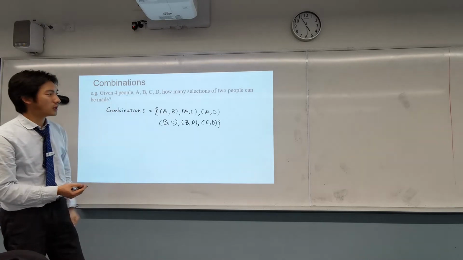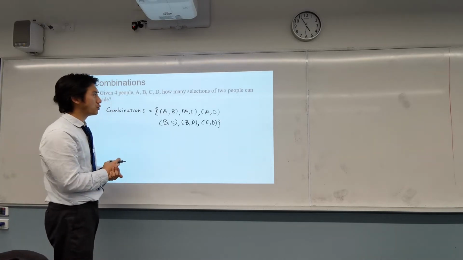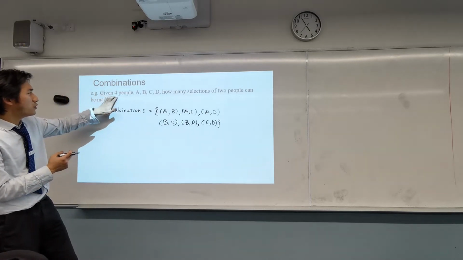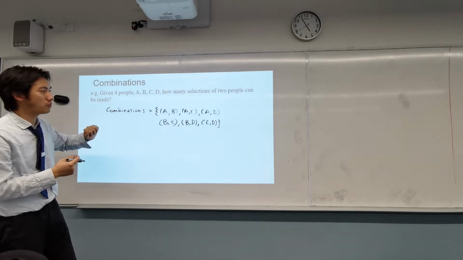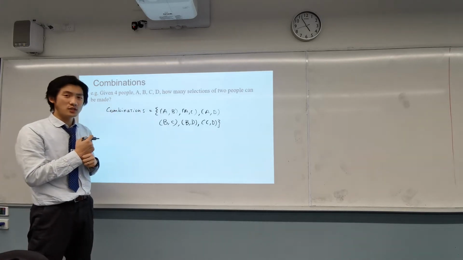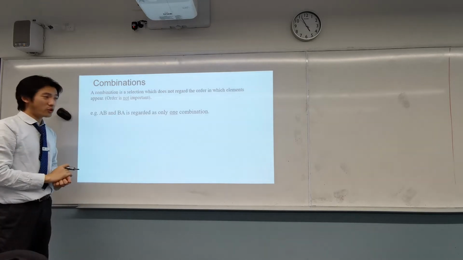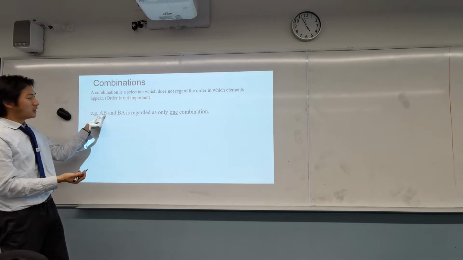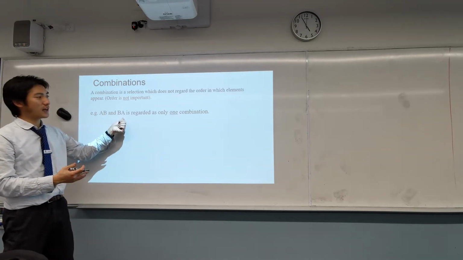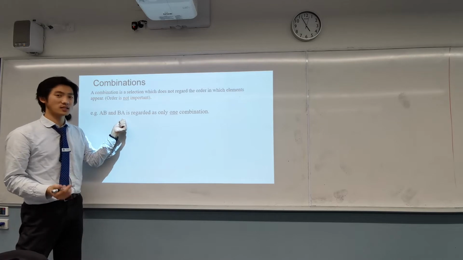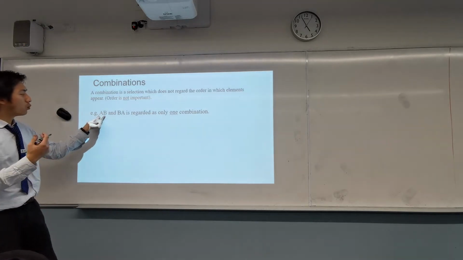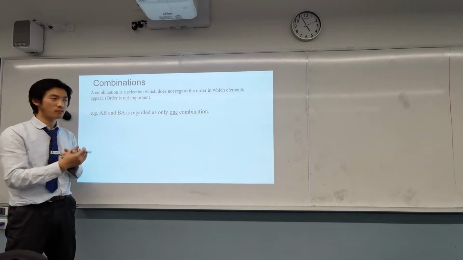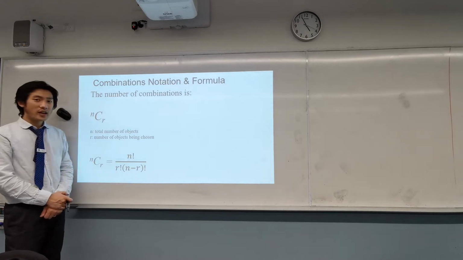It's a very tedious way to do it, and it gets very difficult, nigh impossible, when you have much more than 4 people in your group. That's why we're going to introduce this formula. Of important note, once again, person A with person B and person B with person A is only one combination. The order doesn't matter. So if you've got one pair of people, then you don't count them twice if you switch their places around.